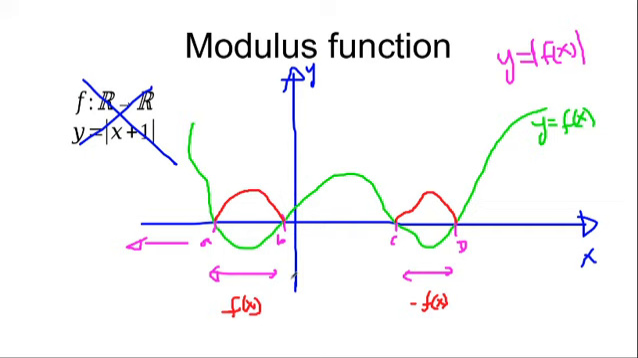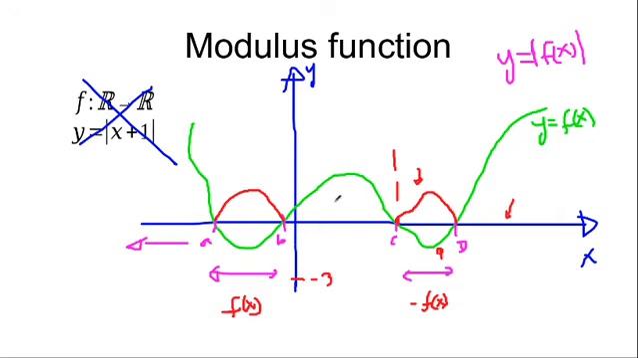Let's say the value is minus 3. If you take the modulus of minus 3, it goes back to positive 3. It just flips onto the other side. So you can see that the function between c and d has been flipped. The red line is symmetric to the green line, the line of symmetry being the x-axis. The same thing happens between a and b.